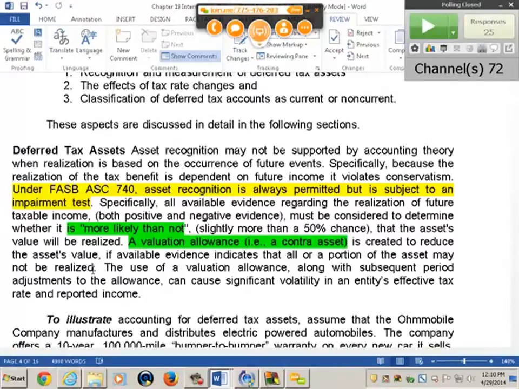Tax expense, right? Debit the tax expense and credit the allowance. Now, this is going to cause volatility in the tax expense. It's going to cause volatility in income, and it's going to cause volatility in the effective tax rate.